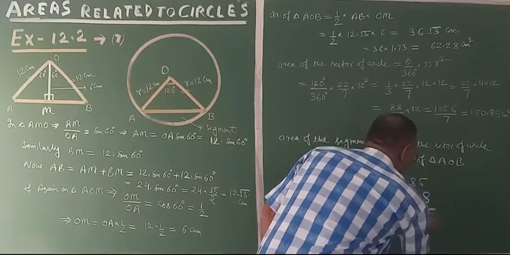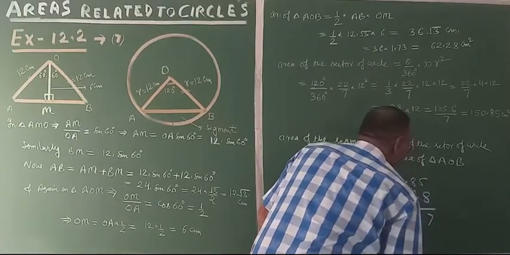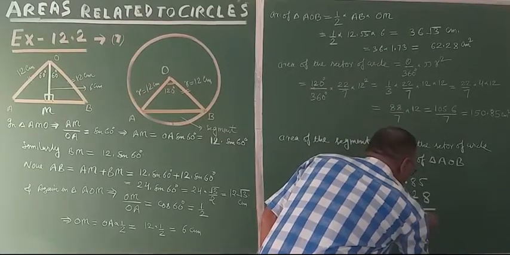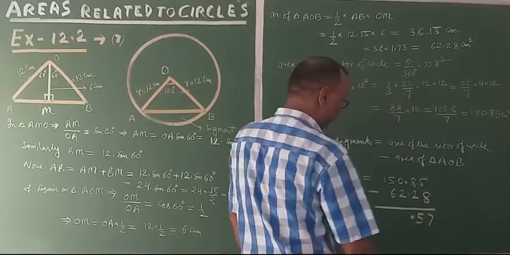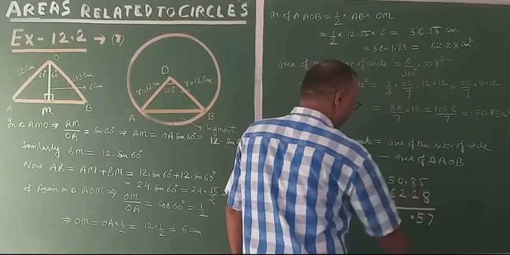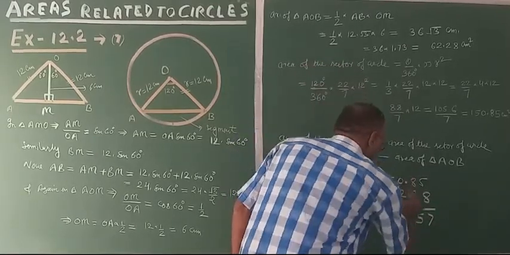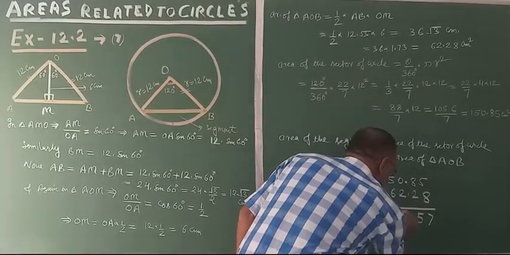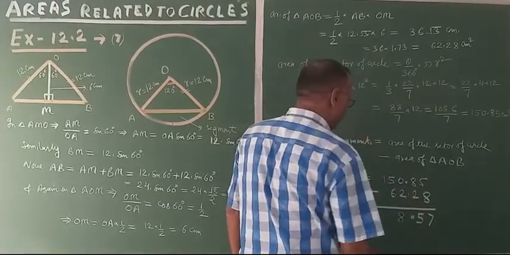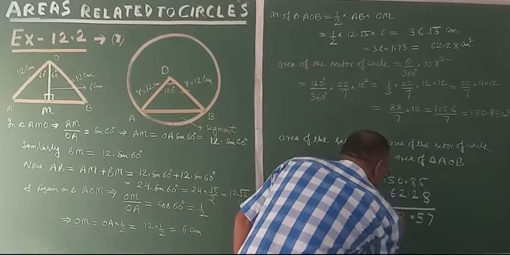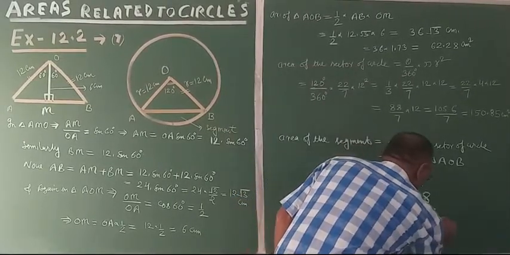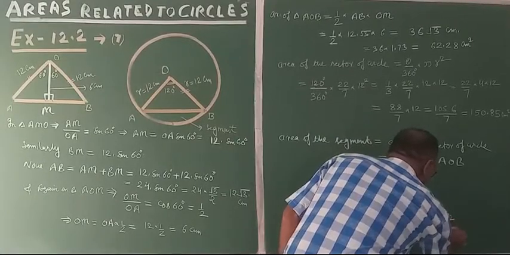Now subtract. 15 minus 8 is 7. 7 minus 2 is 5. This is 10. 10 minus 2 is 8. And this is 14. 14 minus 6 is 8. 88.5 centimeter square.